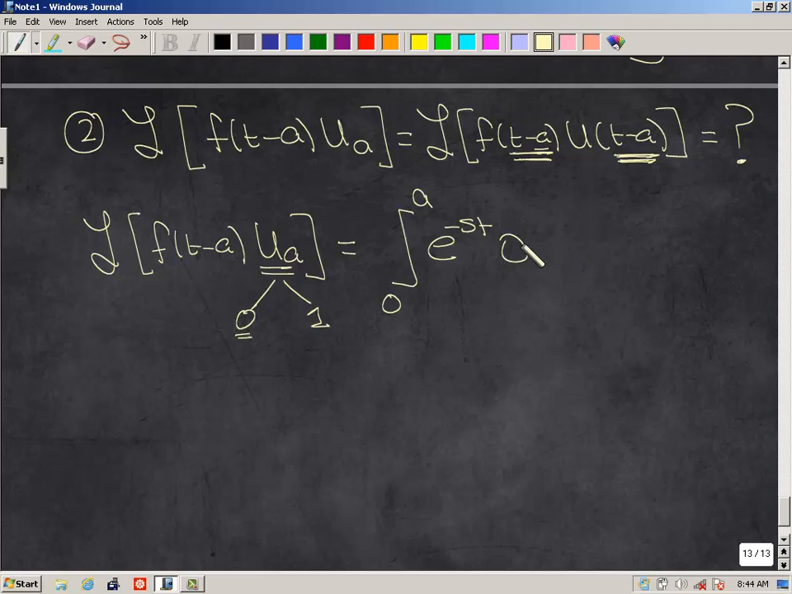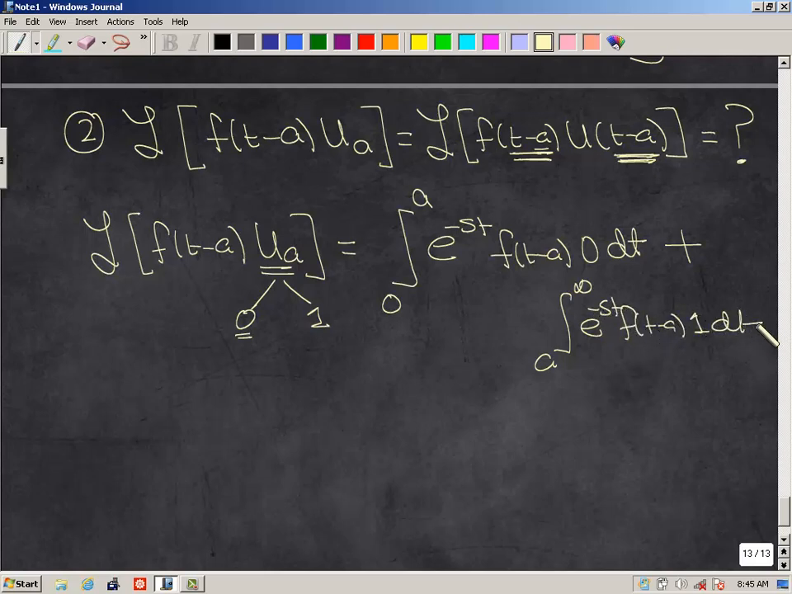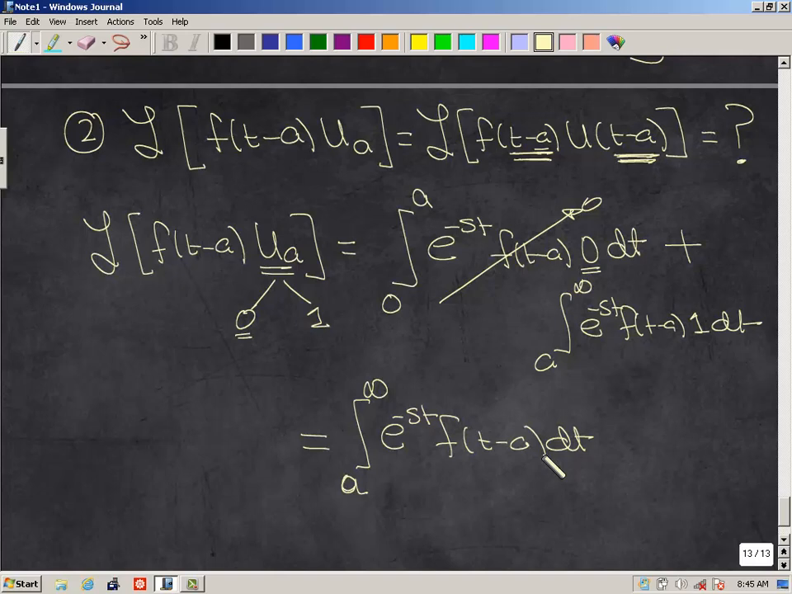Actually, let me go ahead and write f also just for completeness. f of t minus a, and this u is going to be 0 dt. Plus, from a to infinity, we get e to the minus st f of t minus a times 1 dt, because after a, u is going to be 1. So we're going to end up with this. This whole thing is going to be gone because of the 0. So we're going to end up with the integral from a to infinity of e to the minus st f of t minus a dt. So how do I integrate this?